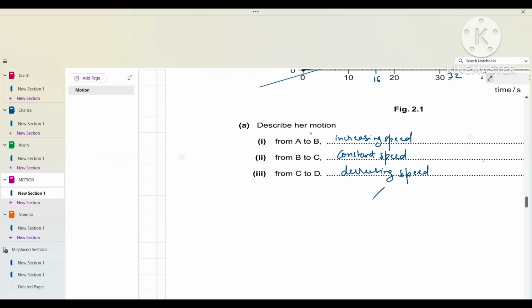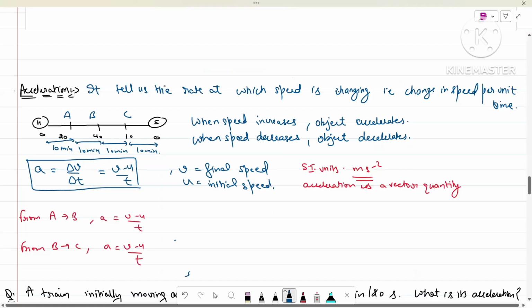So the next part is acceleration. Now, what is acceleration? Acceleration tells us about the rate at which speed is changing. As we were discussing, when you are going to your school from home, your vehicle or your school bus is not moving at the same speed. Sometimes its speed is increasing, sometimes it is decreasing. Let's say for the first 10 minutes, it started from rest, that is 0 meter per second. Then after 10 minutes, it reached a speed of 20 meter per second. Again, after 10 minutes, at point C, it attained a speed of 10 meter per second. When it reaches the school, its speed will become 0.